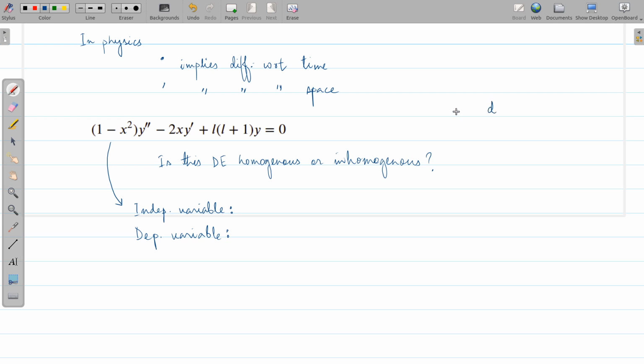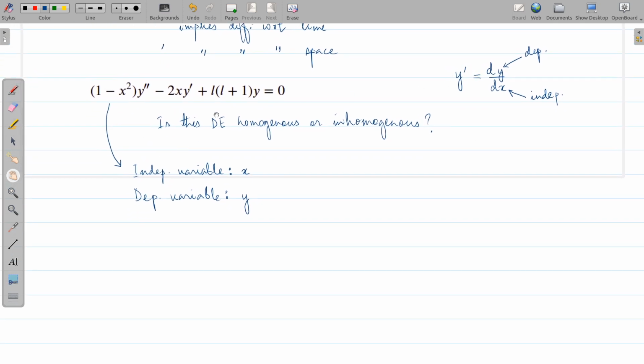Okay, so we have this y prime over y double prime. So what does y prime mean? Y prime means dy by dx. So you're trying to differentiate something with respect to something else. What is on top is the dependent variable, and what you're trying to differentiate with respect to is usually the independent variable. Okay, so here which is the independent variable? The independent variable is x and the dependent variable is y. Is that clear, everyone?